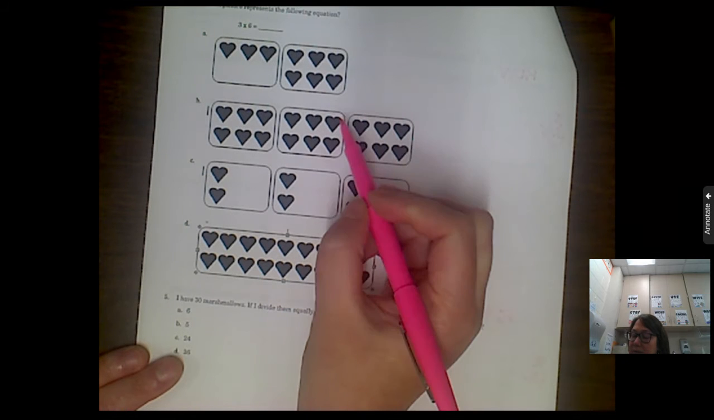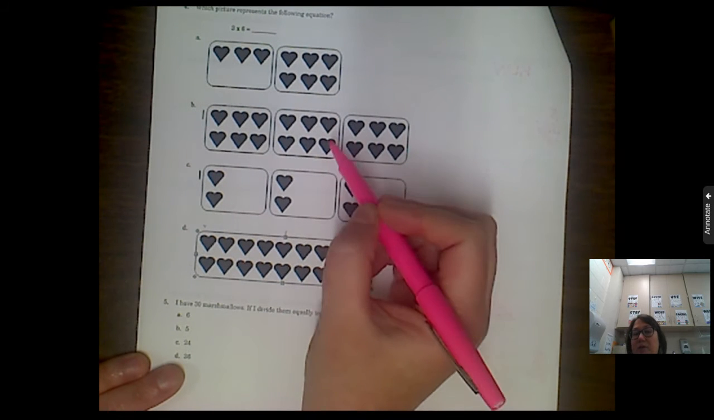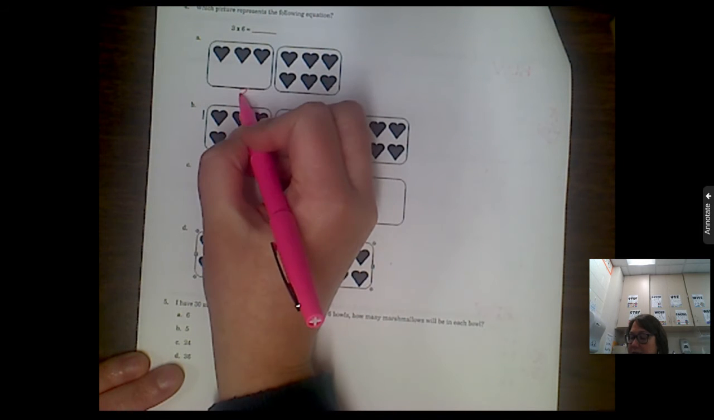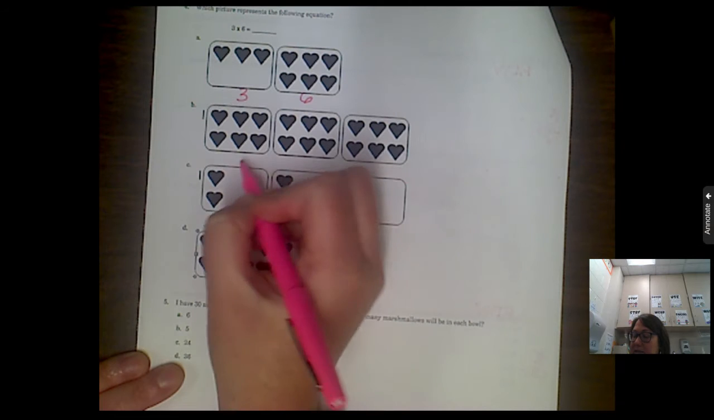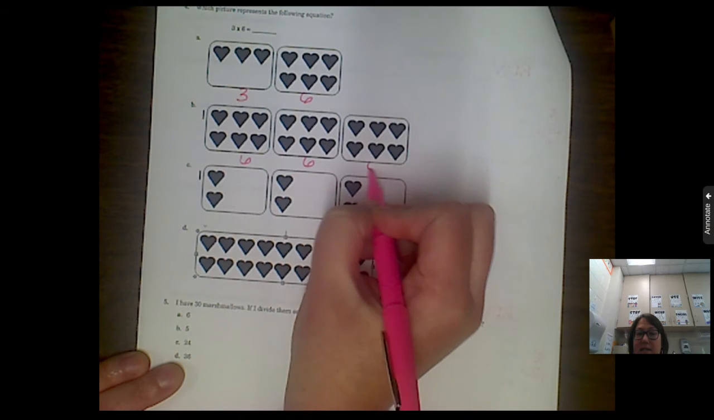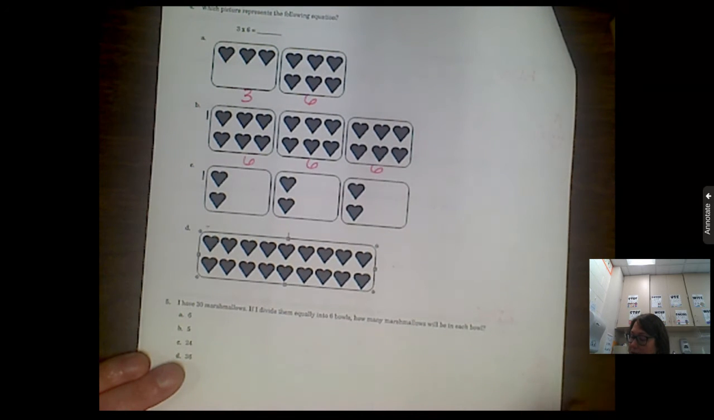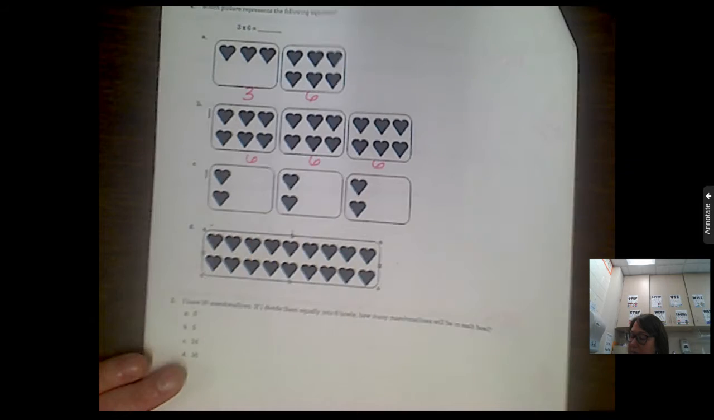This is just like one that we did yesterday. If you want to label each one, you can, like to say that this has 3 and this has 6, 6, 6, and 6. You can do that. Okay, and then you'll choose A, B, C, or D.